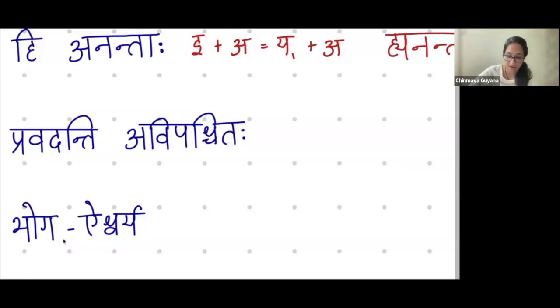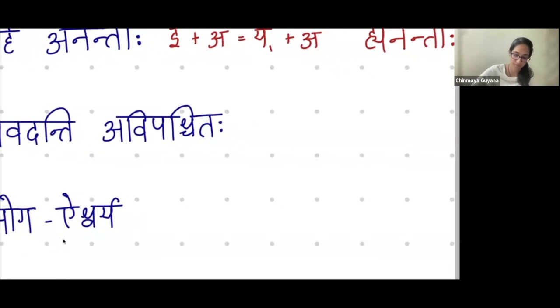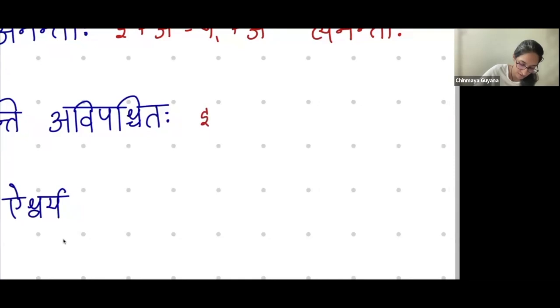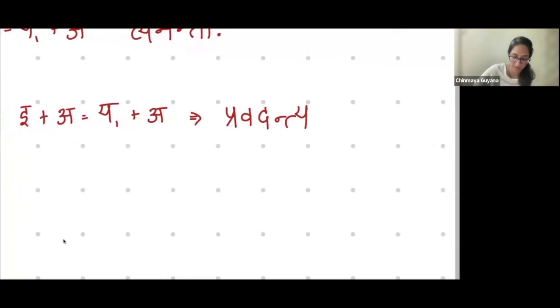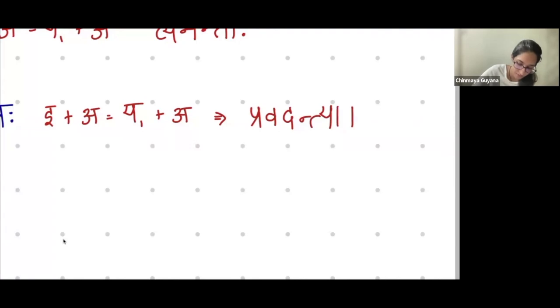Pravadanti avipashchitaha is going to become E plus A equals Yahalant plus A. And it's going to become Ra, Va, Da, Nt, Yahalant, Ya, Pravadantya, Vipashchitaha.